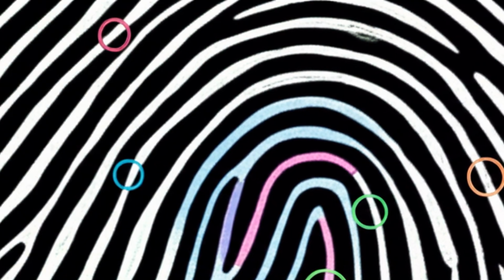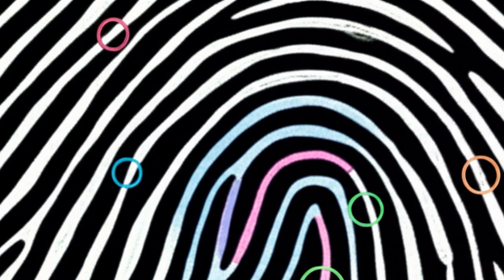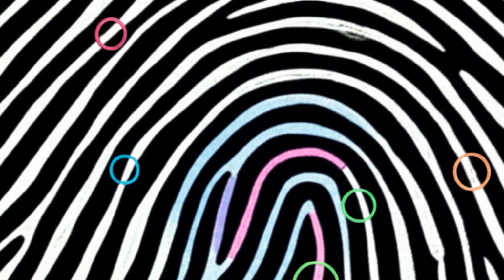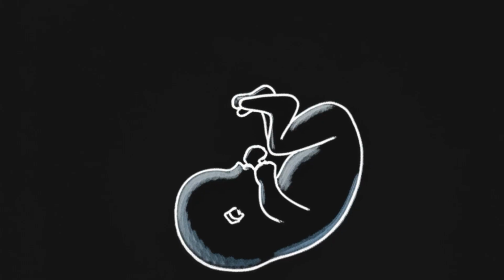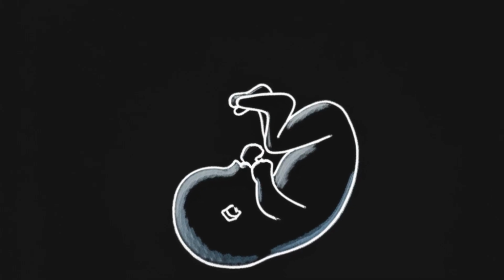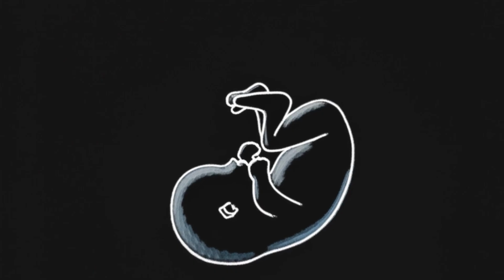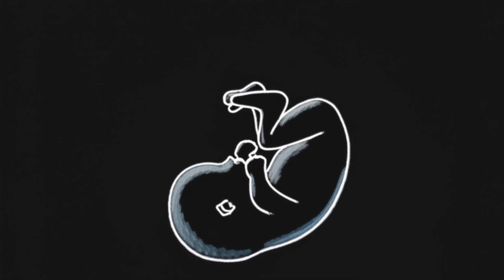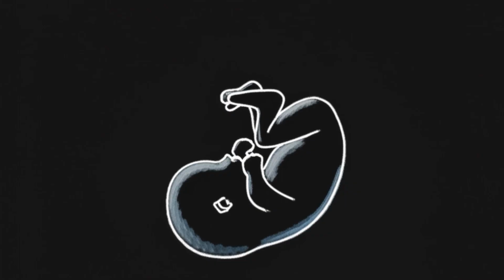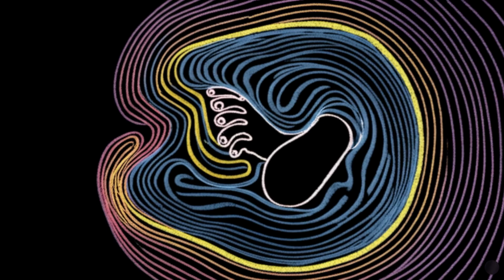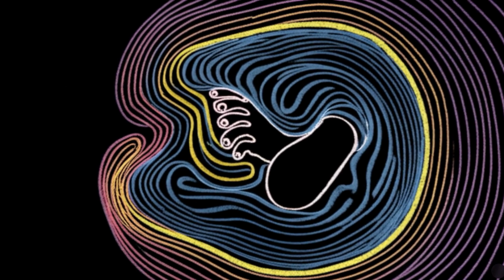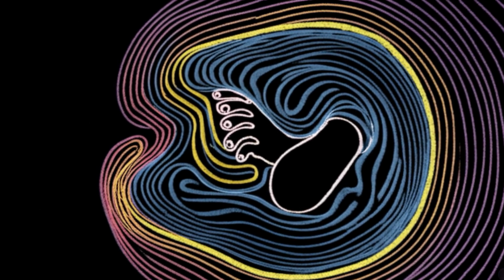The features that an algorithm or a detective looks for are the minutiae: the ridge endings, bifurcations, dots, and islands. These are not sculpted by the volar pads, they are inscribed by chaos. Between the 10th and 24th week, your developing hands are not isolated. They are bathed in the warm, swirling currents of amniotic fluid.